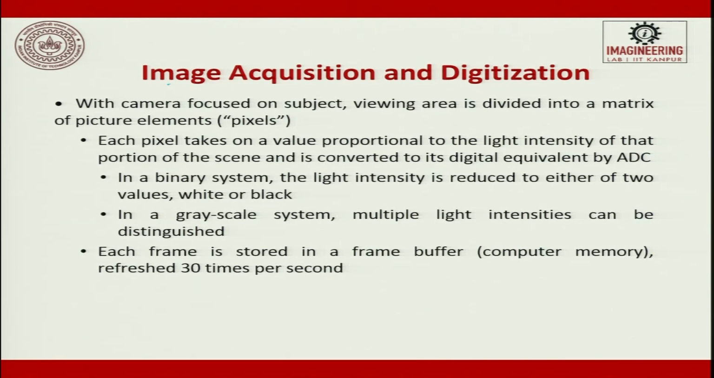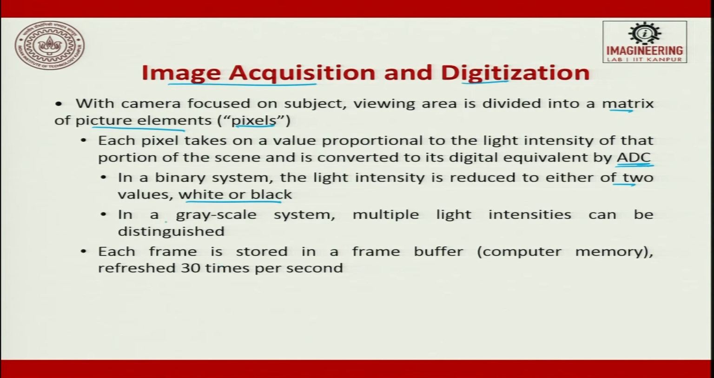Next, image acquisition and digitization. With the camera focused on the subject, the viewing area is divided into a matrix of picture elements, which are pixels. Each pixel takes on a value proportional to the light intensity of that portion of the scene and is converted into a digital equivalent by an analog to digital converter, the A to D converter. So, each pixel will take a value. In a binary system, the light intensity is reduced to just two values, white or black. In the olden days we had black and white.